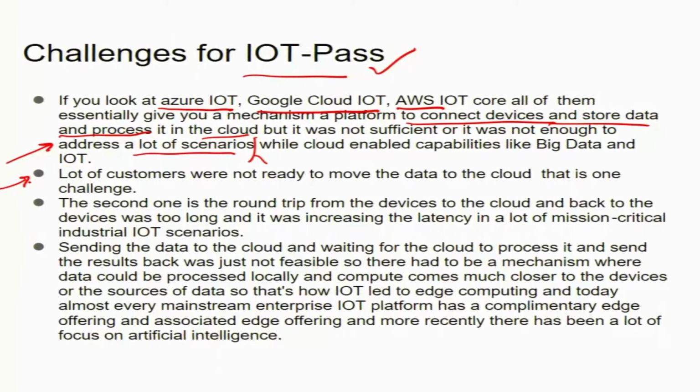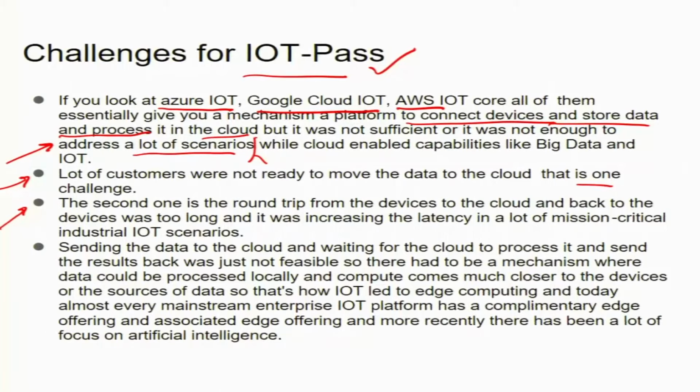Now you can see that a lot of customers were not ready to move the data to the cloud because of these challenges. So this has become a challenge: although the cloud is there, and the platforms provided by different vendors like Azure IoT, Google IoT and AWS IoT, the customers are still not ready to move their data to the cloud through these kinds of IoT PaaS or IoT platforms. We will understand about these challenges and what the way out is. This course will tell you about all those intricacies.